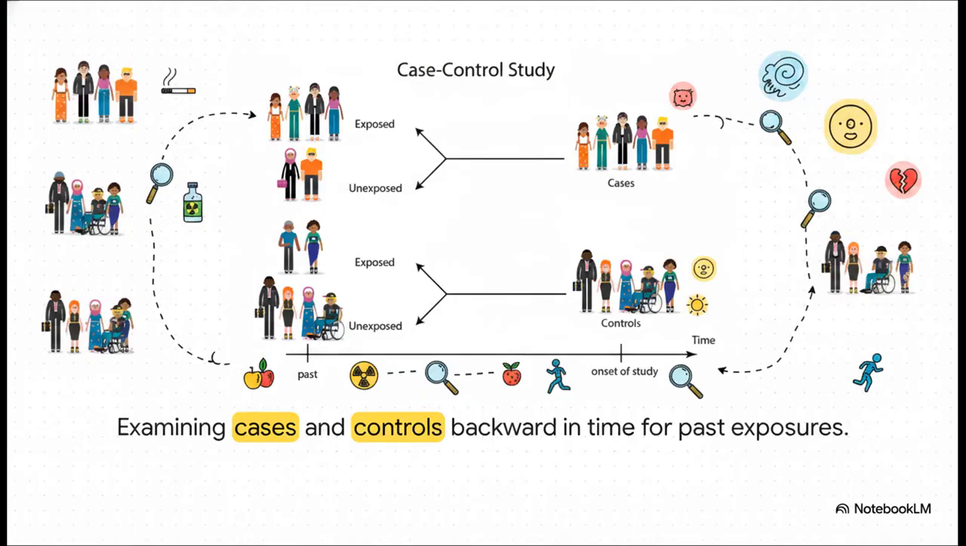In a case control study, we completely flip the script. We actually start at the end. We begin with the outcome already present. These are our cases, meaning subjects who already have the disease. Then we compare them to controls, who are subjects without the disease. Once we have our two groups locked in, we look backward. We basically act as time-traveling detectives, digging through their histories to figure out what their past exposures were.